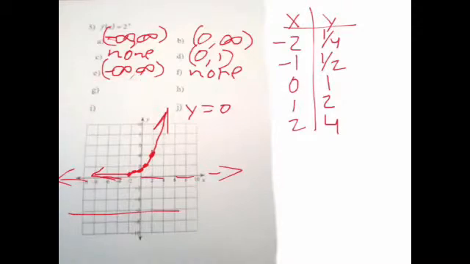G is asking where is it increasing. Well, travel from left to right. As you do that, your function is always going up. It always has a positive slope. And so it's increasing everywhere, as in from -infinity to infinity, which means it's never decreasing.